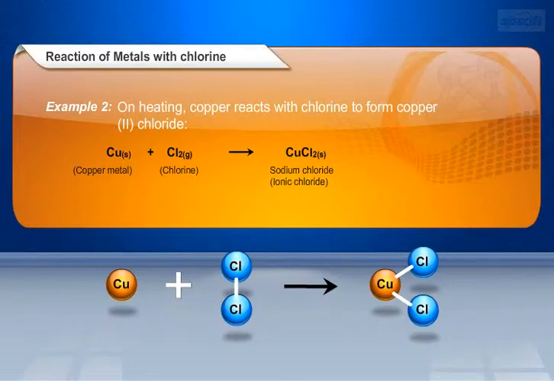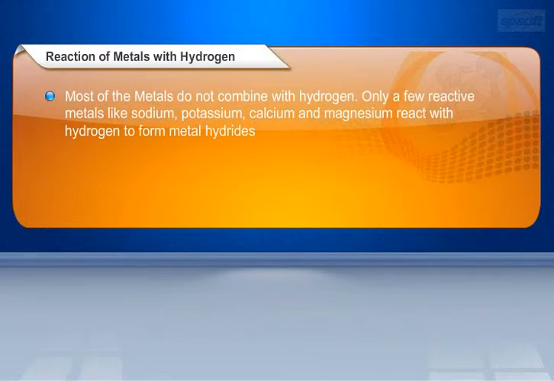Let us see reaction of metals with hydrogen. Most of the metals do not combine with hydrogen. Only a few reactive metals like sodium, potassium, calcium, and magnesium react with hydrogen to form metal hydrides.